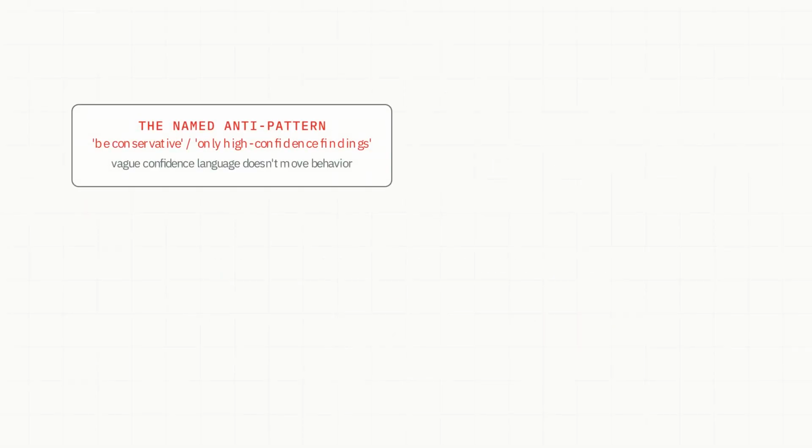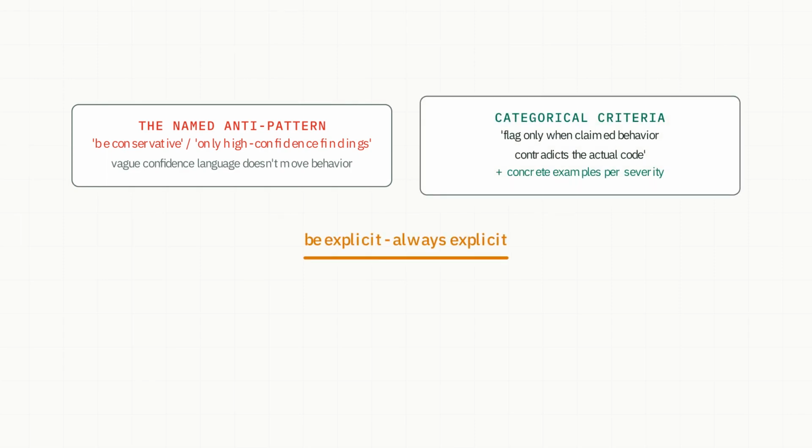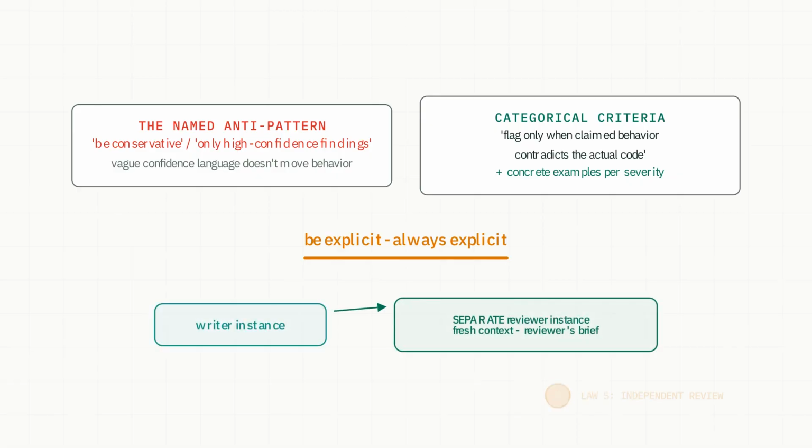Family 2 is quality, and 2 laws run it. The automated reviewer flags too many false positives, and someone proposes telling it to be conservative. That's the named anti-pattern. Vague confidence language doesn't move behavior. Categorical criteria do. Flag only when the claimed behavior contradicts the actual code, with concrete examples per severity. Be explicit, always explicit. And when generated code needs checking, Law 5, the instance that wrote it doesn't review it. A separate reviewer instance, fresh context, reviewer's brief. Self-review lets the same blind spot sign off on itself.